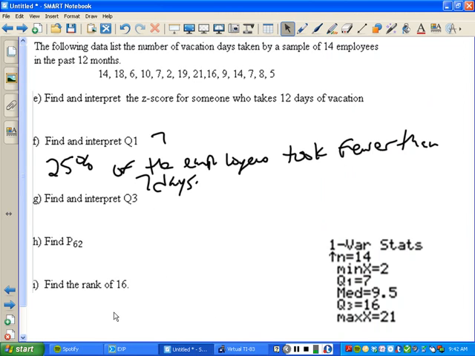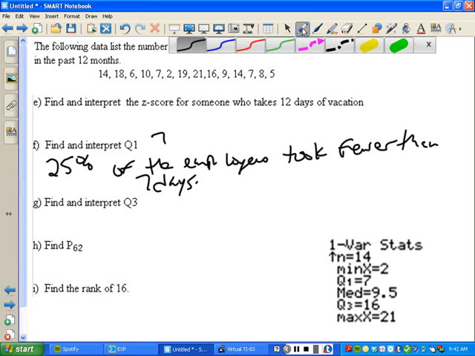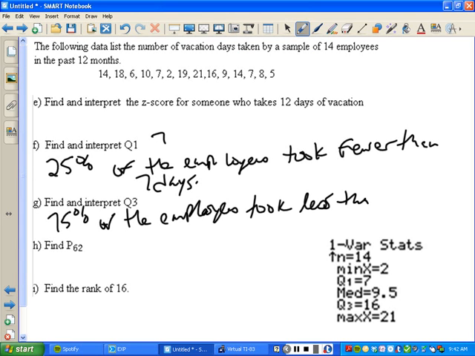All right, Q3. How do we interpret Q3? 16. So what am I going to say? 75% of the people took less than 16 days. So 75% of the employees took less than 16 days. Again, you could say less than or equal to, at most, fewer than.